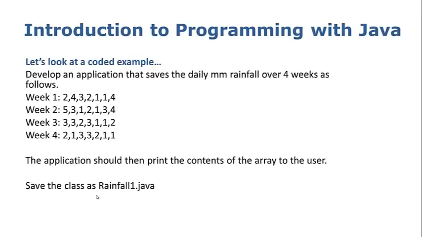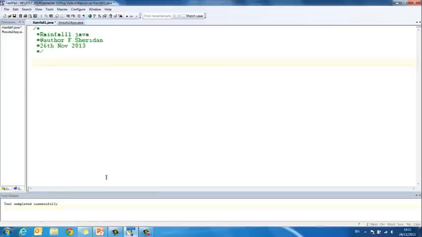So for each of the weeks we have 7 different values, and we need to store these in a 2-dimensional array. So we have 4 weeks with 7 values in each week. The application should then print the contents of the array to the user. And we're asked to save this application as rainfall1.java. So let's switch over to TextPad and try this one out.